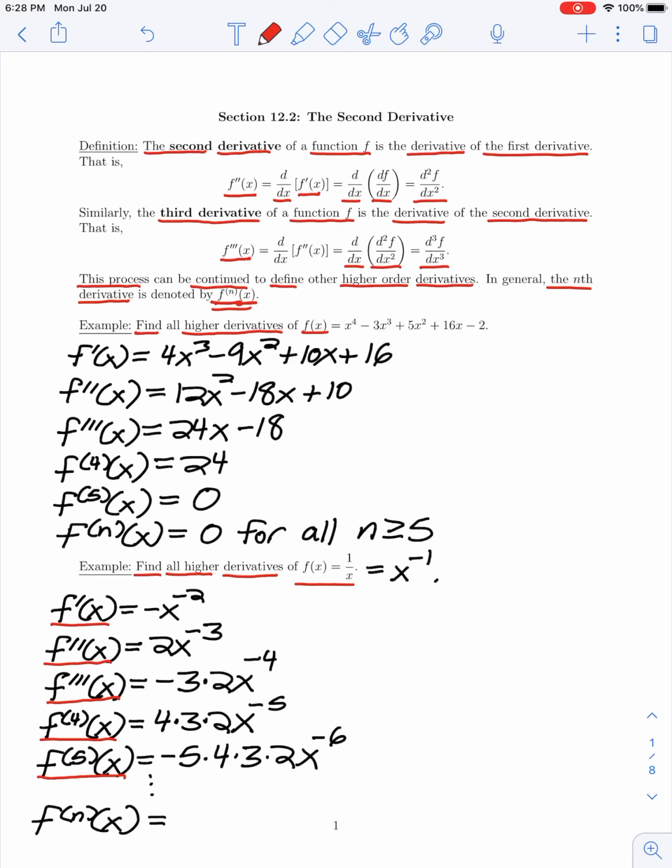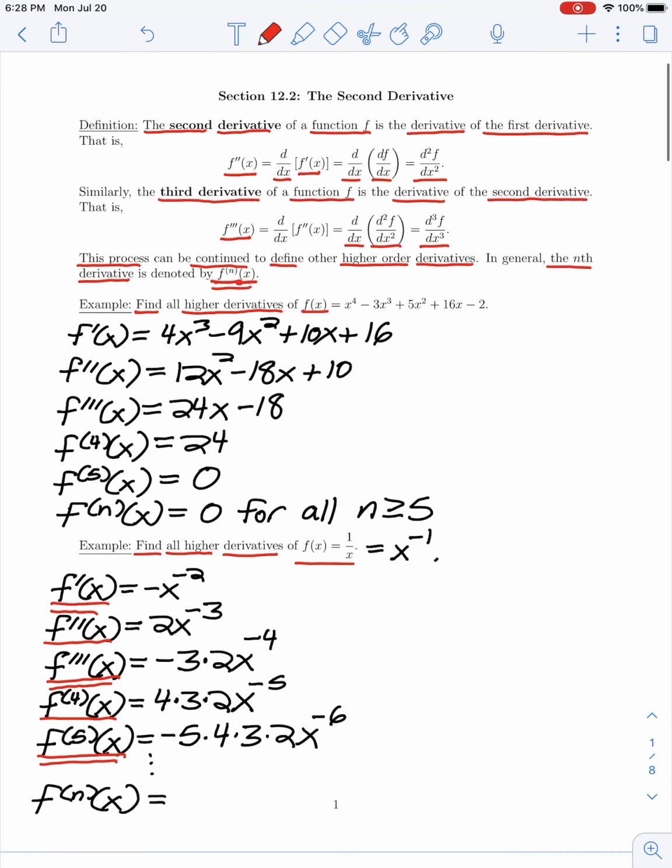So we see that all of the odd numbered derivatives, that is the first, the third, the fifth, the seventh, and so on, all have a negative out in front. So to capture that alternating sign, we could take negative 1 to the nth power, so that if n is an odd number, we get negative 1, and if n is an even number, we have a positive.